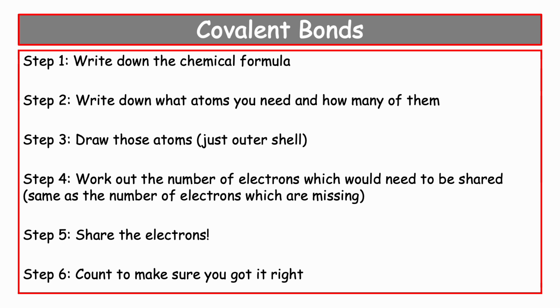So here's our step-by-step method, which we'll always refer back to for doing a dot and cross diagram for covalent bonds. So as well as doing it for ionic, you also need to be able to draw out covalent bonds as well. And these questions are more common in the exam. So you need to write down the chemical formula. So for example, water is H2O. So you write down what atoms you need and how many of them. So I need, for water, 1 oxygen and 2 hydrogens. I draw the outer shell of those electrons and I figure out how many covalent bonds are going to be formed. For each covalent bond I figure out, I just do a dot and a cross and then I count to make sure all of the shells are full. But this will become clearer when I go through some examples.